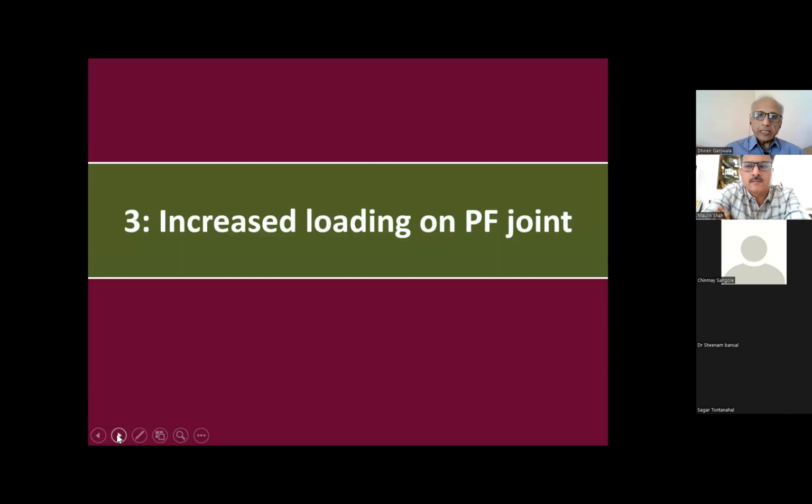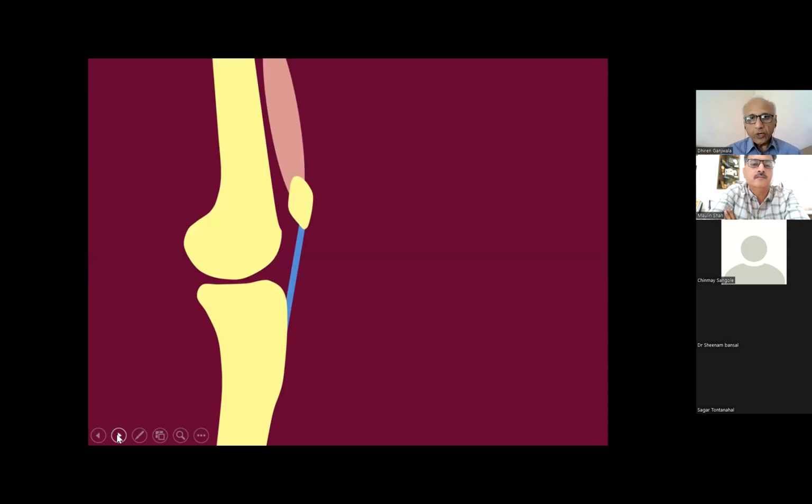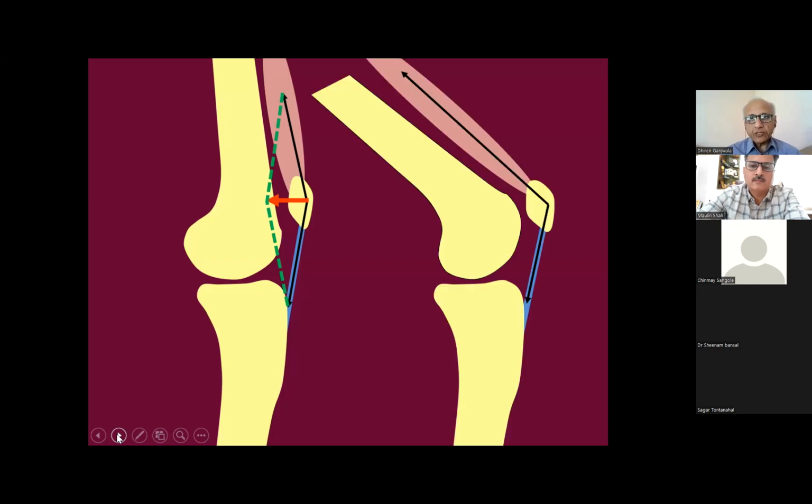The third problem is that it increases the loading on the patellofemoral joint. We know that the loading on the patellofemoral joint can be calculated by a two-force parallelogram. One is the force by the patellar tendon and the second is by the quadriceps. When we draw a parallelogram like this, the resultant tells us how much force the patella is exerting on the trochlea. Now let's see the similar figure with knee flexion.